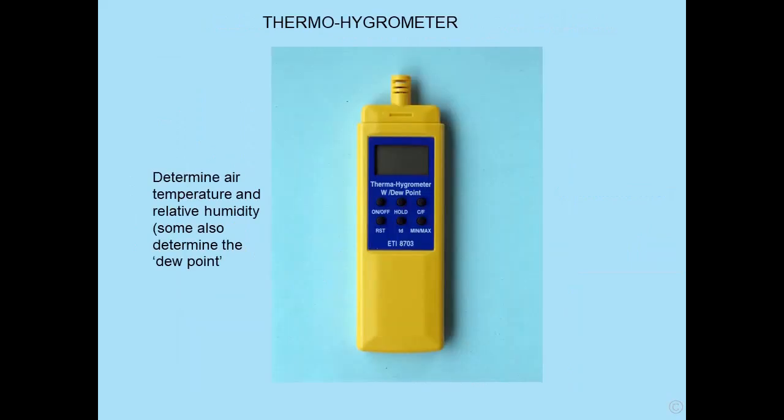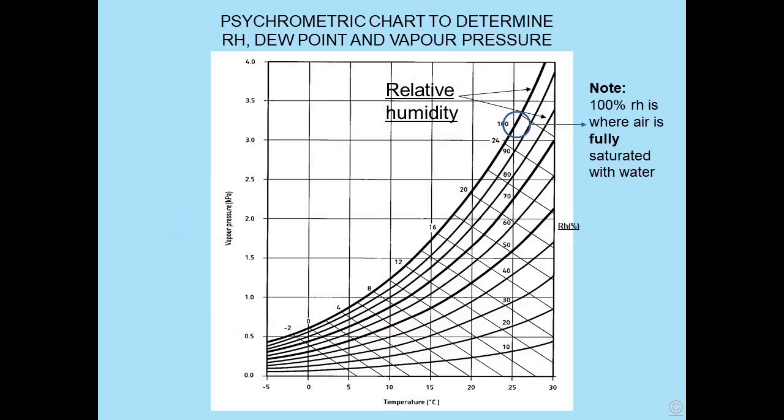So what is the basic methodology that we could use? Well, number one, the thermo hygrometer. We use a thermo hygrometer to determine air temperature and relative humidity. Some of them will also determine the dew point. We can then use a psychrometric chart to determine relative humidity and dew point if we've only got the temperature and humidity. And from this we can also calculate the vapour pressure.